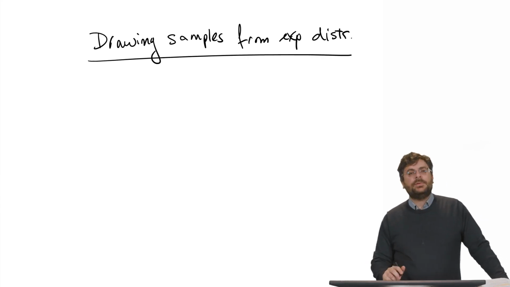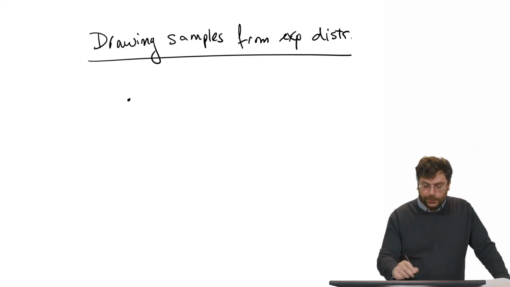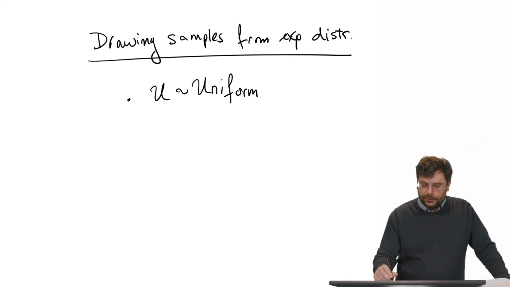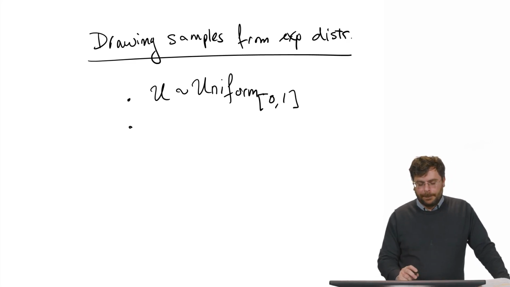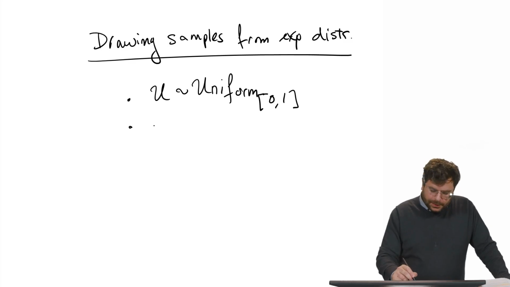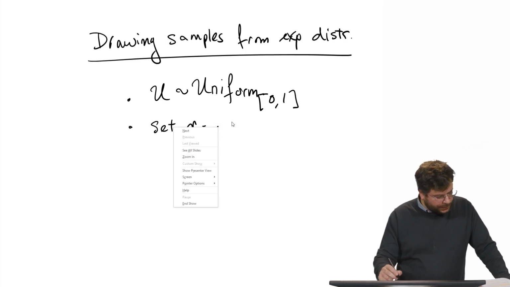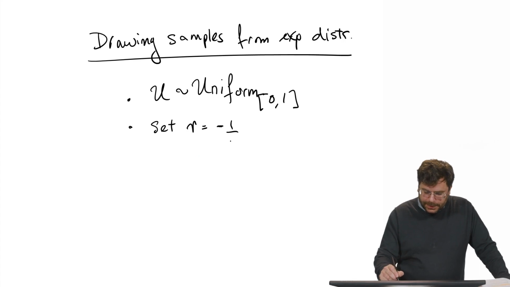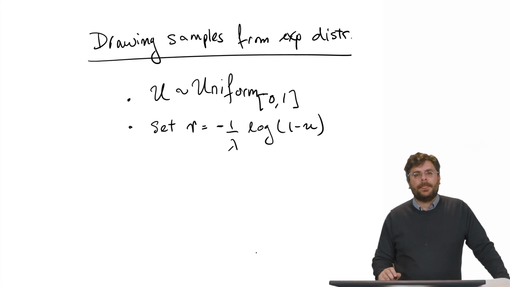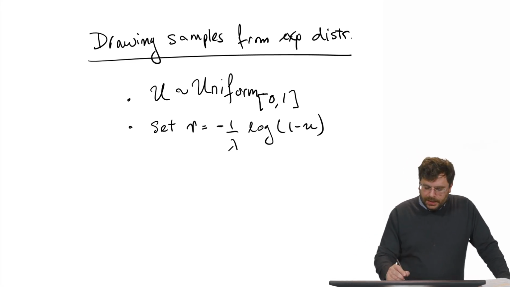This is drawing samples from the exponential distribution. Of course, you first draw your uniform. So I'm going to use shorthand and simply say, draw u from a uniform between 0 and 1. Then set r equal to, well, negative 1 over lambda log of 1 minus u. And you're done.